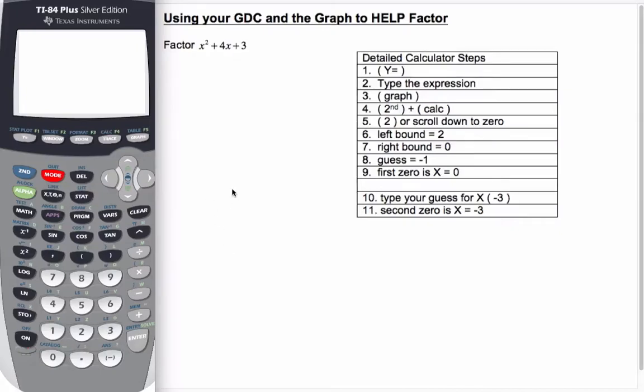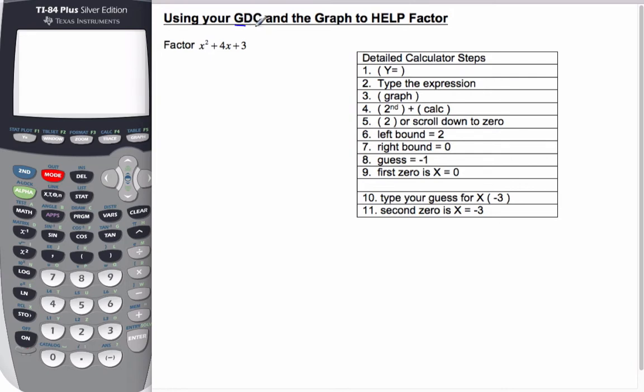Okay, so now we're going to actually use our GDC to help us with factoring. Really, it's a graphical approach that we want to do. We're going to factor x squared plus 4x plus 3, and we're going to use the calculator to help us factor.